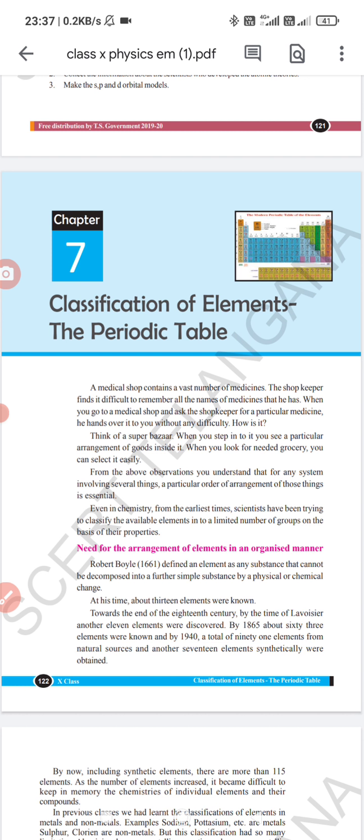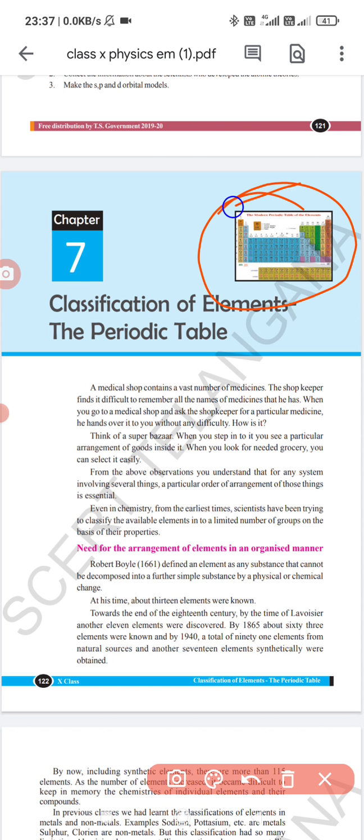First of all, in the introduction of this chapter, classification, we understand what is classification, what is meant by classification, what are elements. As I said, hydrogen, helium, these elements, metals, metalloids, non-metals, these all are elements present in this periodic table. This, as I said, is the periodic table. We will understand which elements are present and how they are arranged in detail in the further chapter.